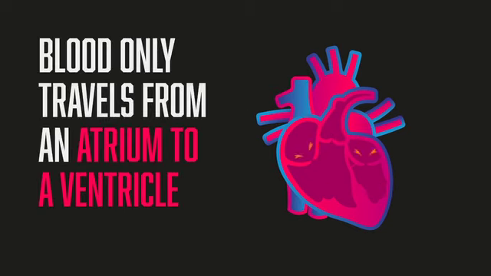In a healthy heart, blood should only travel from an atrium to a ventricle. Blood should never move from a ventricle to a ventricle. This can happen and is commonly known as having a hole in the heart. This means the blood that is being pumped around the body that should be oxygenated is mixing with deoxygenated blood that has just returned to the heart. This makes it more difficult to ensure the tissues of the body receive the oxygen they need.